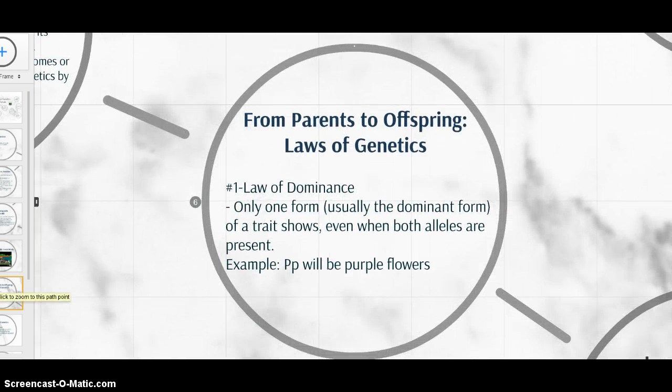Alright, so from parents to offspring, laws of genetics. There are 3 laws of genetics that we're going to look at today. The first law is the law of dominance. And that means only one form, usually the dominant form of a trait, shows, even when both alleles are present.